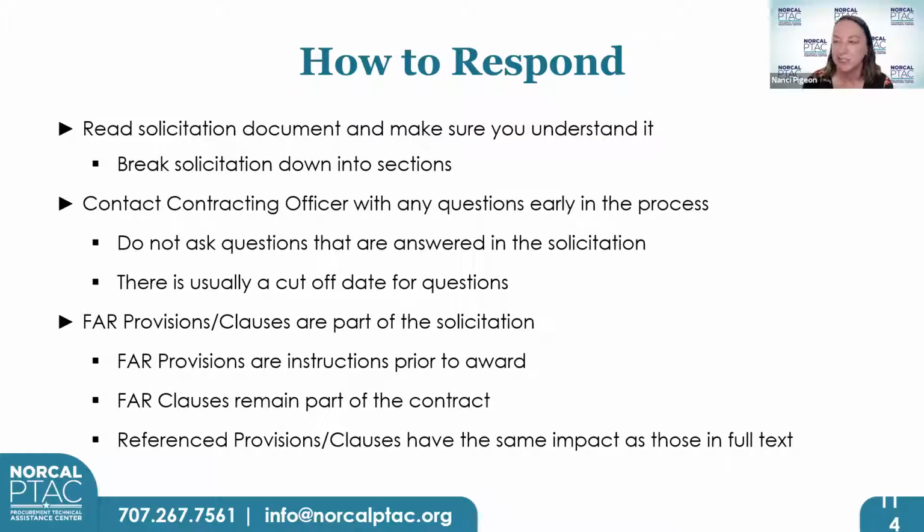You may want to make a cheat sheet. If you're in services, what type of clauses and provisions are usually in the solicitation. Here's a little cheat sheet of what each one of them means. So that's a good tip for having those available to you. And the next slide.